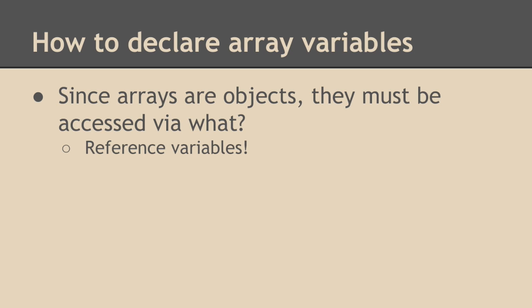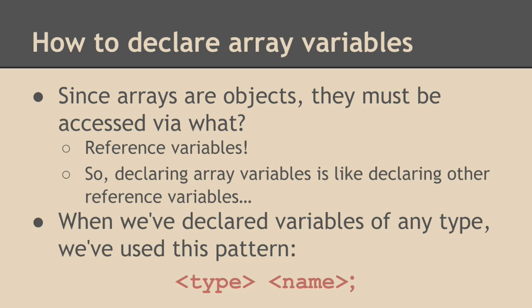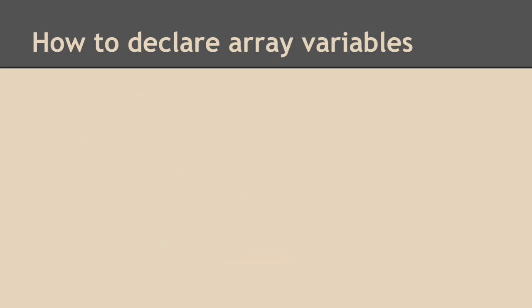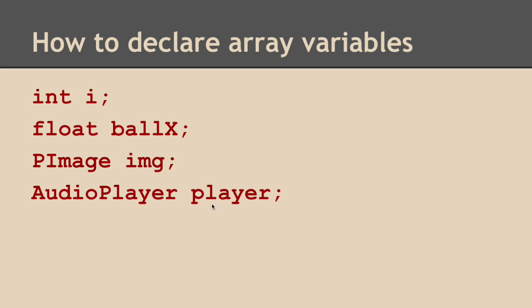Well, think about what we just did with the String example. Declaring array variables is just like declaring other reference variables. We have a pattern for that. We have the type of the variable and then the name of the variable. Like String s, or int i, float ballX from the solo pong example, PImage img. Now that's a reference, right? That doesn't point to any image yet, but it is a reference variable. Or AudioPlayer player. Now player is a reference variable to an AudioPlayer object. That object doesn't exist yet, but that's what this variable will hold.